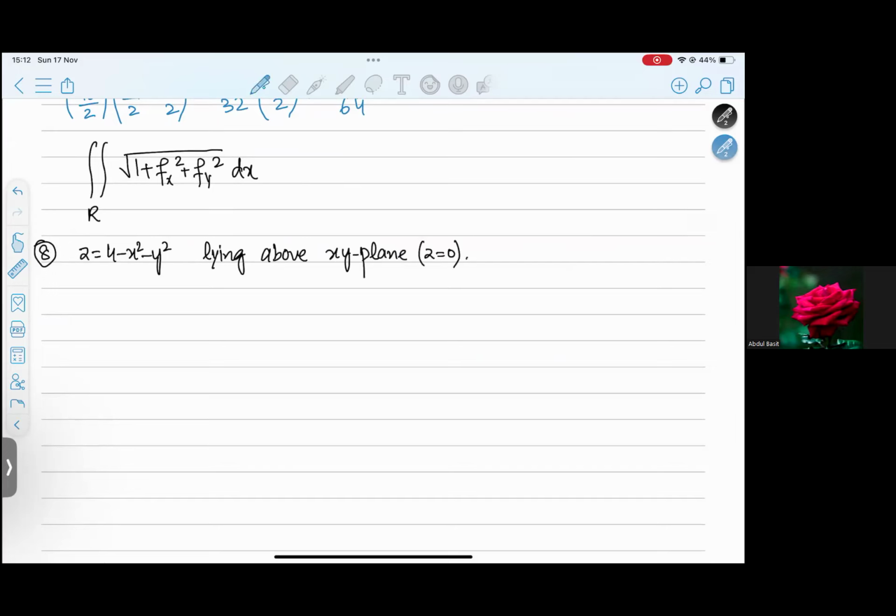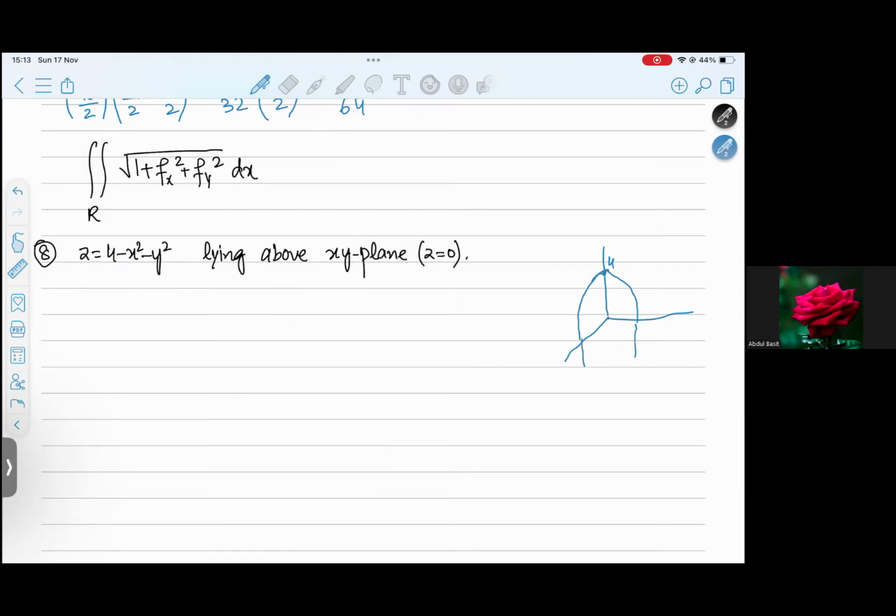Okay, z is equal to 4 minus x square minus y square is a paraboloid which opens downward because the signs of x square and y square are negative, so it's opening downwards. And if I draw this paraboloid, it will start from here and it will open downwards.